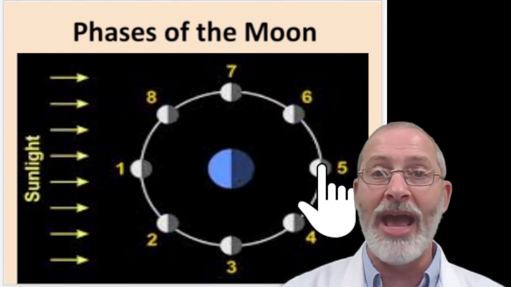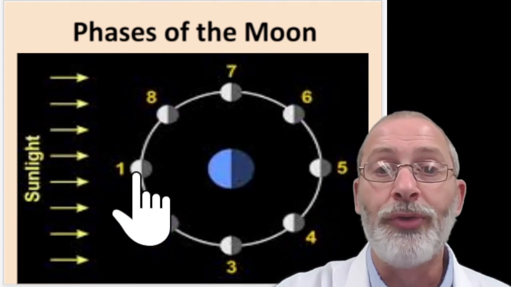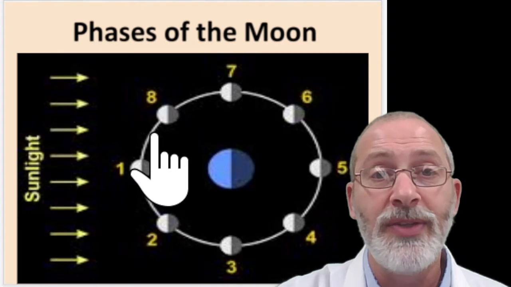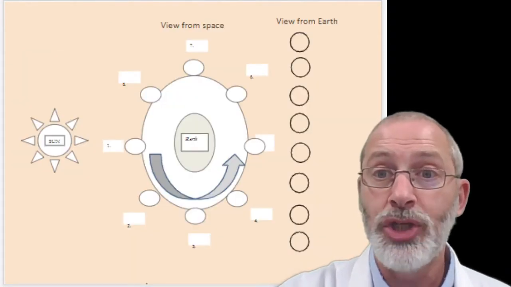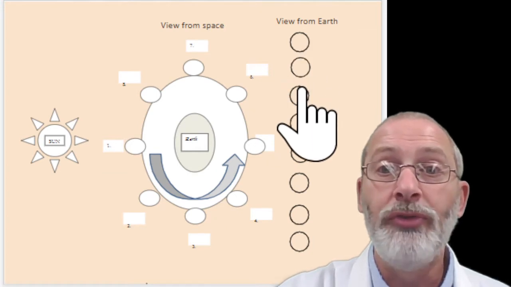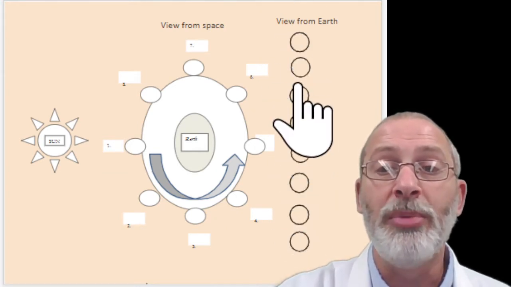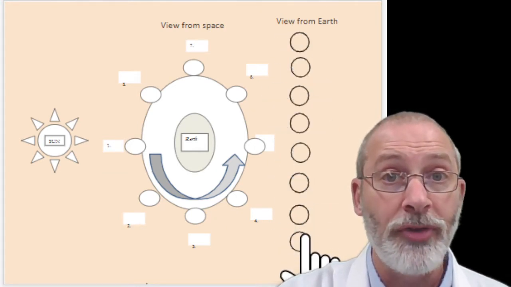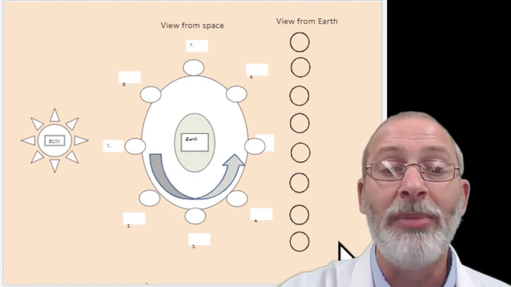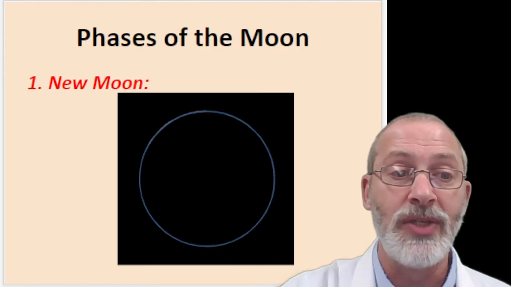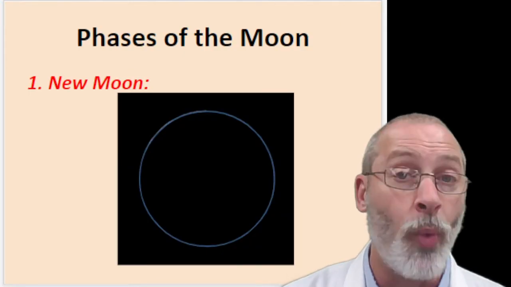So here's what I'm going to ask you to do. We're going to go through the 8 different phases of the moon, and over on the right-hand side of your page, you've got the view from Earth. You're going to be shading in the view from Earth in the appropriate manner, and you're going to be labeling what phase it is. So let's begin with position number 1.